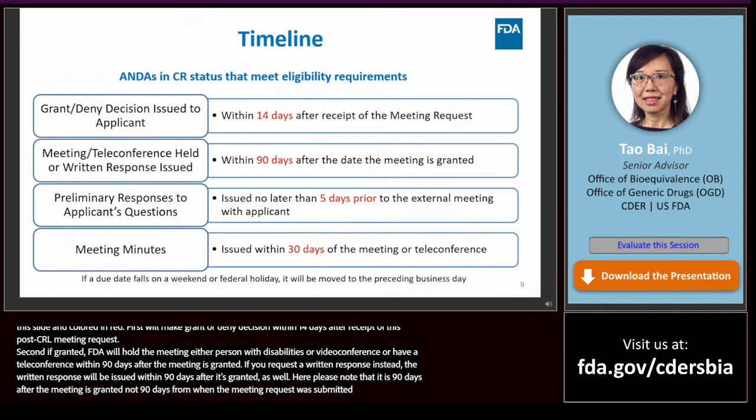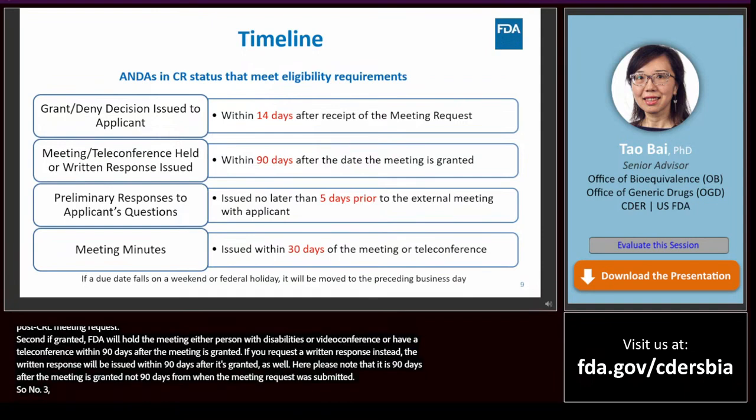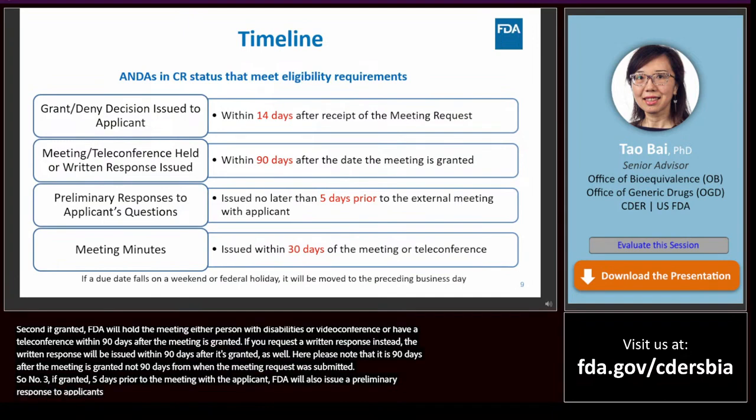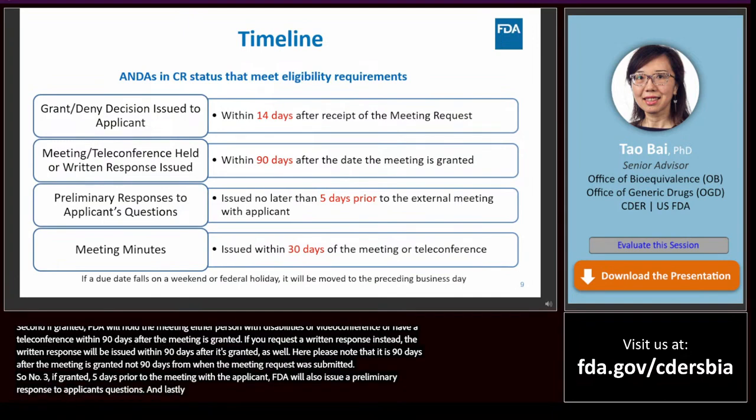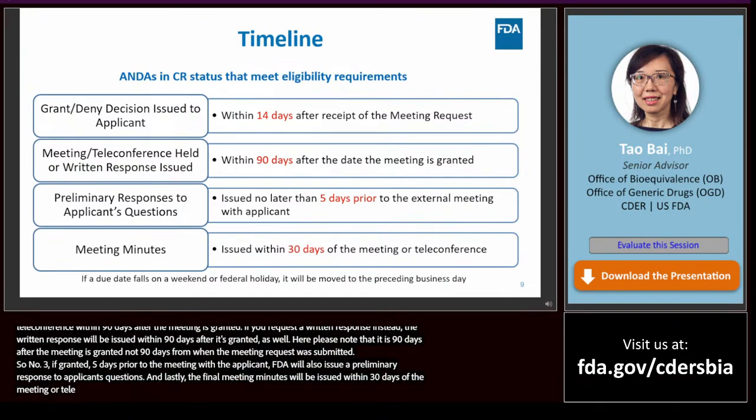So number 3, if granted 5 days prior to the meeting with the applicant, FDA will also issue a preliminary response to applicant's questions. And lastly, the final meeting minutes will be issued within 30 days of the meeting or teleconference. Please note that if a due date falls on a weekend or federal holiday, it will be moved to the preceding business day.